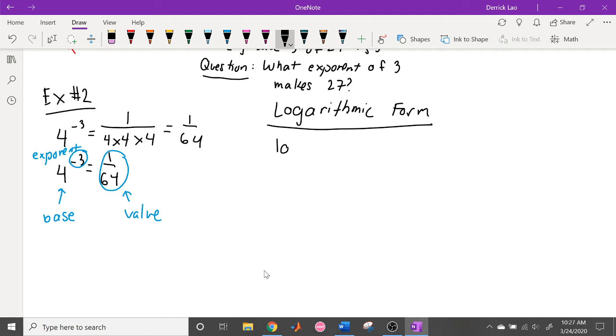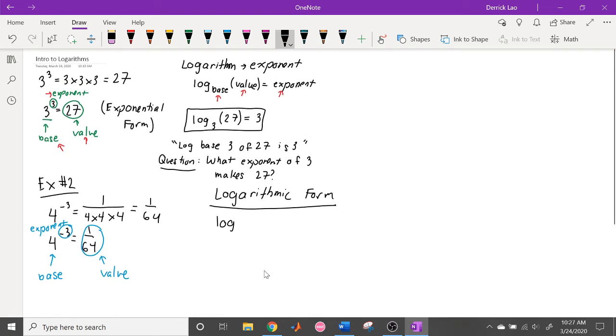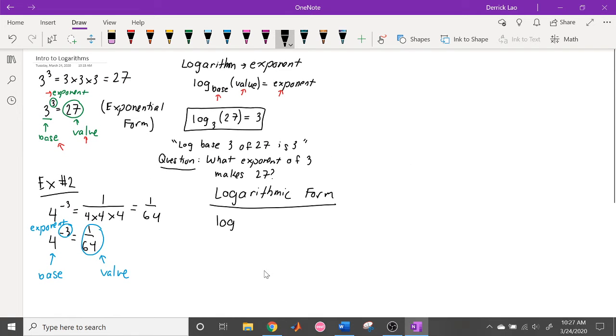And so we do log, and then we look from above again. Log of some base. In this case, our base is going to be 4. Our value is going to be 1 over 64. And we think, what exponent of 4 gives 1 over 64? In this case, it's going to be negative 3. So this is our answer. Log base 4 of 1 over 64 equals negative 3. And that's our example.